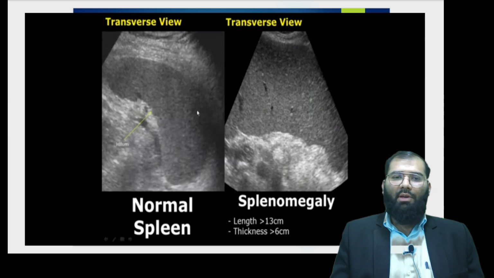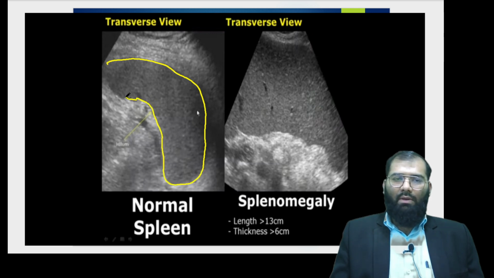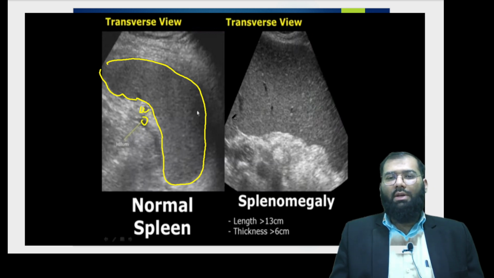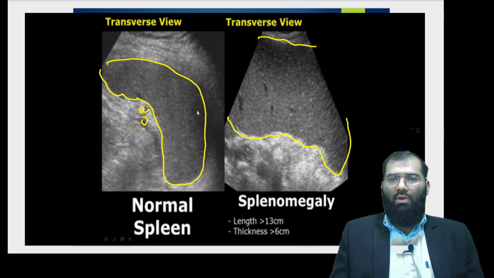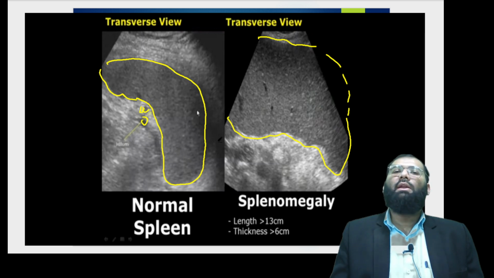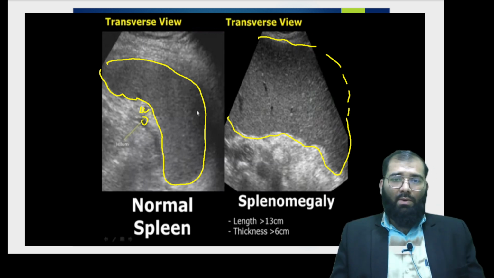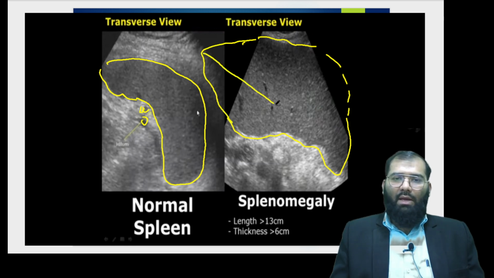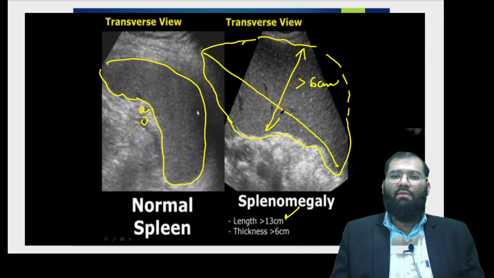Now let me show you one more image. Here you are able to see the spleen which I am highlighting now. This is the anterior border, and these are the splenic vessels in the hilum. Now look here, this image shows a pathological spleen, where I am not able to cover even the entire spleen in one ultrasound image. The spleen is too much enlarged. The measurement was around 13 centimeters, and the thickness was also increased, more than 6 centimeters, which is definitely increased.